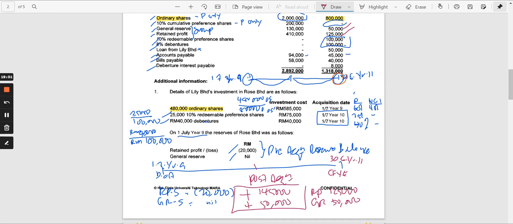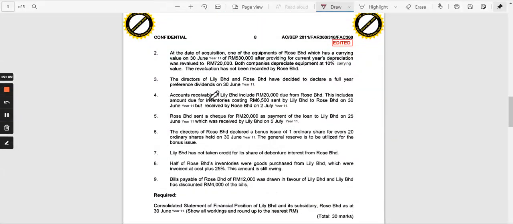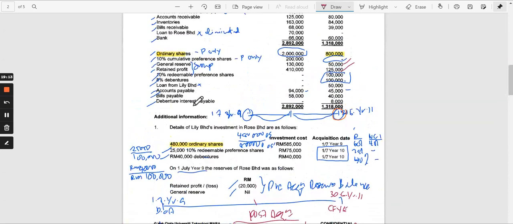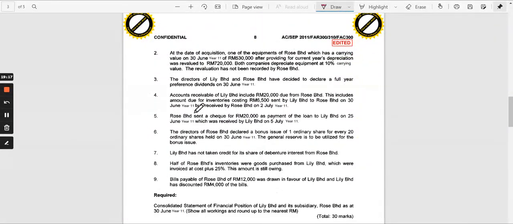However, these post-acquisition reserves are not yet adjusted. Okay, done with that. And the rest of the thing is the consolidation adjustment or the additional information that needs to be taken into consideration before you can prepare your consolidated statement of financial position, right? So information number 1 is on fair value adjustment. We just need to identify first, then we'll be doing the adjustment.